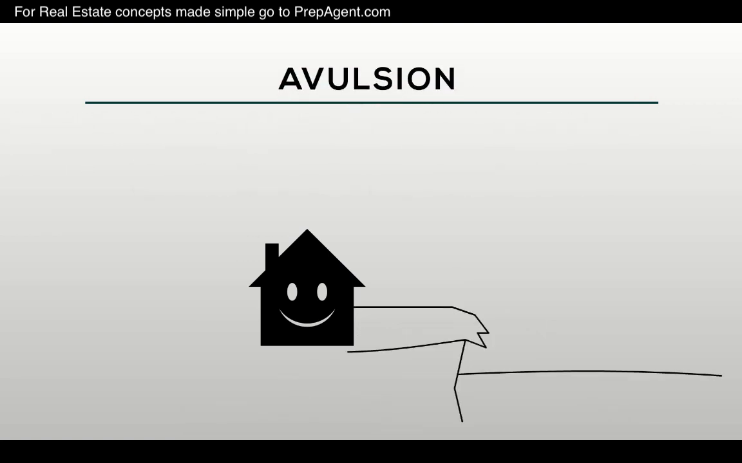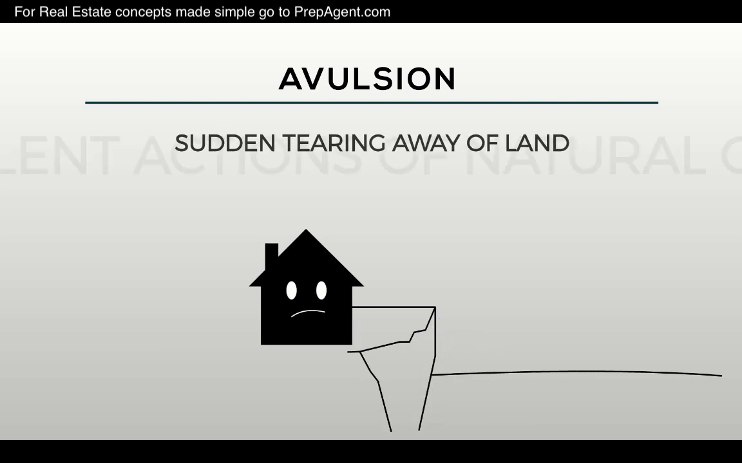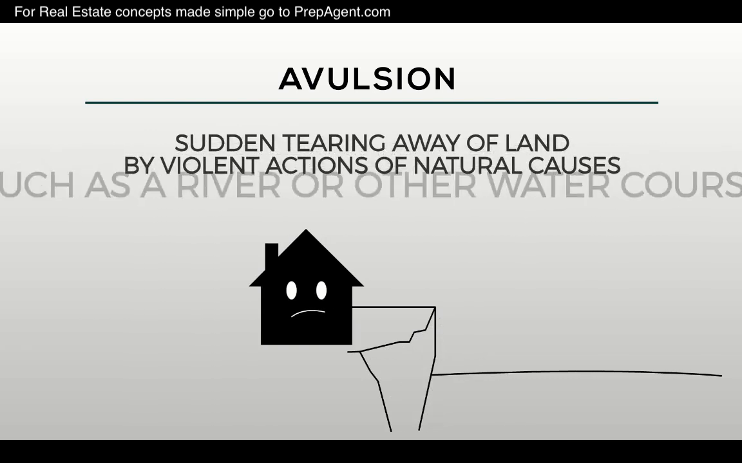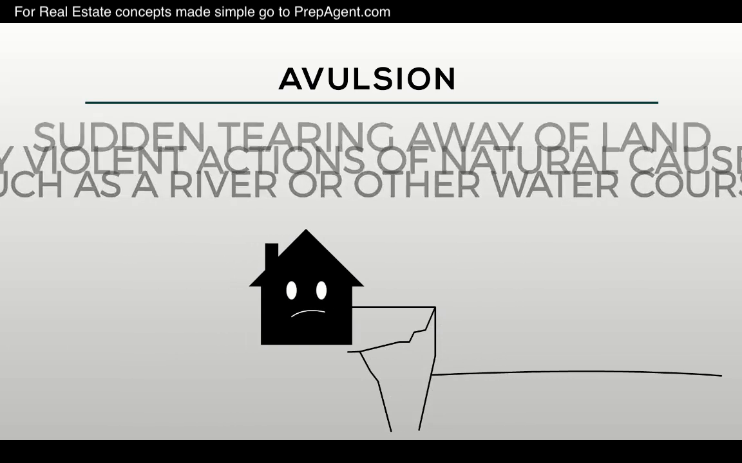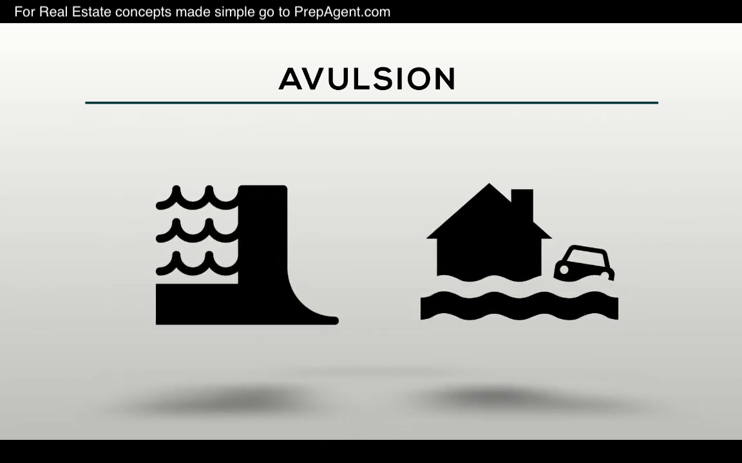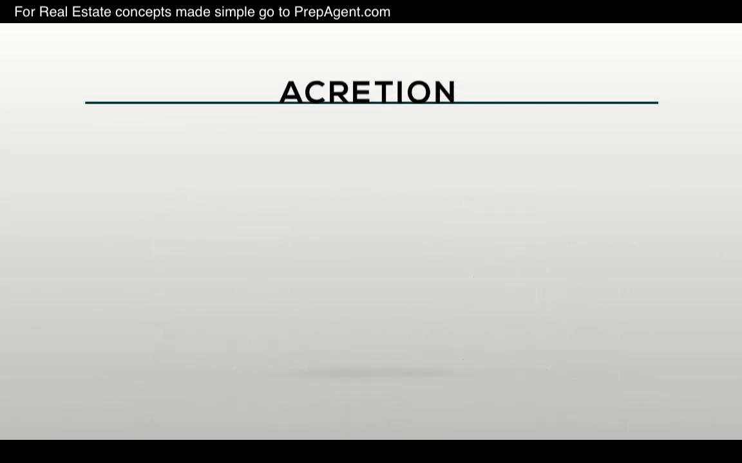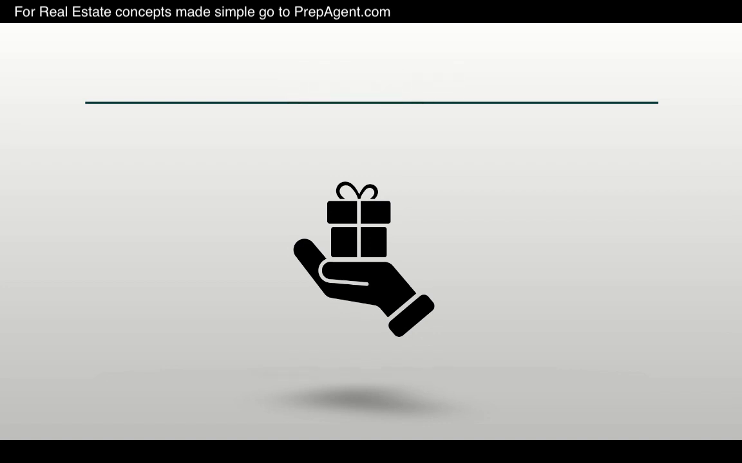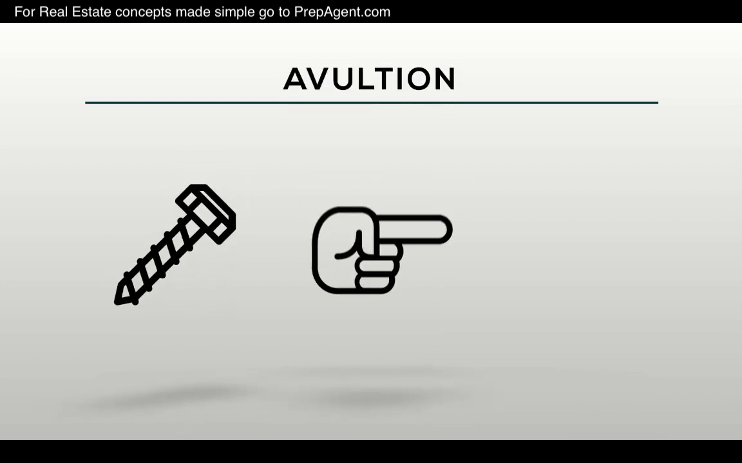Avulsion is bad news. Avulsion is the sudden tearing away of land by violent action of natural causes such as a river or other water course. A dam breaking would be an example of avulsion. So if accretion is nature's little gift, this would be nature's way of saying screw you to the landowner.